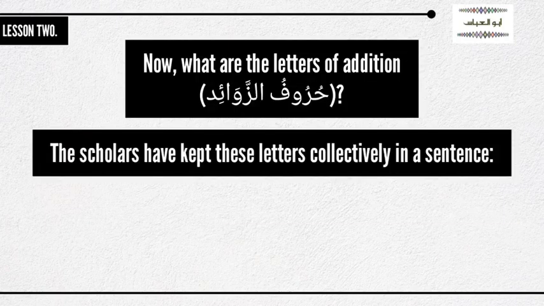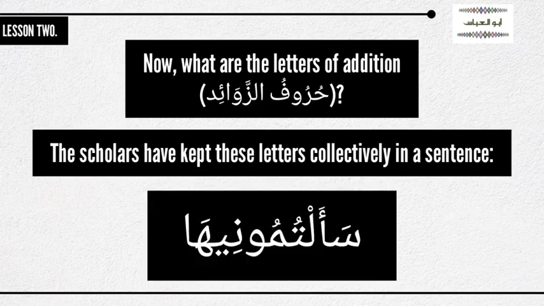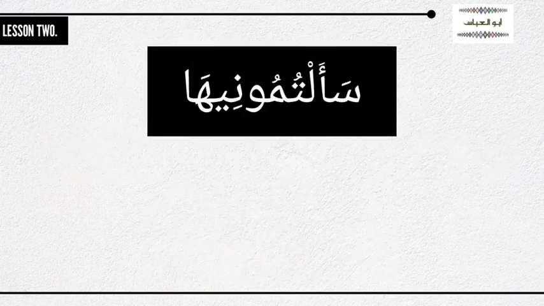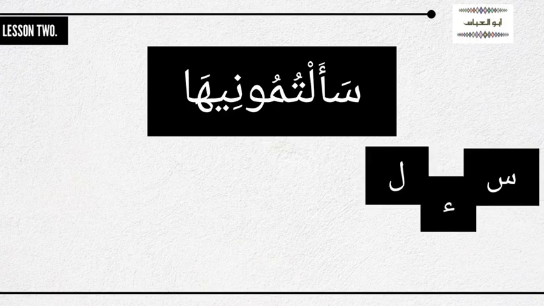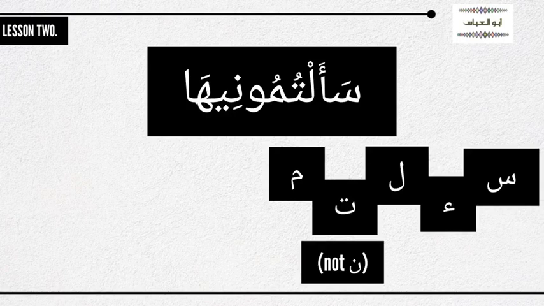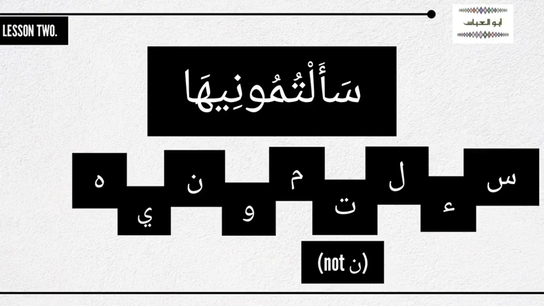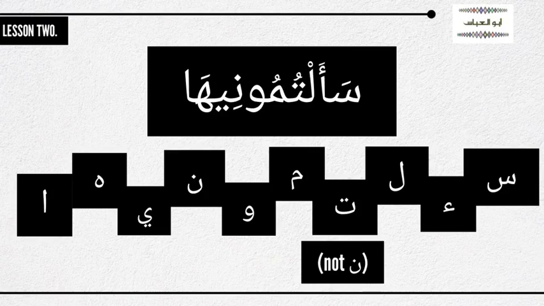So the scholars have kept these letters in a particular sentence, and they will say sa'altumuniha: sin, hamza, lam, noon, mim, waw, noon, ya, ha, and alif. So these are the letters that if you should see them in a particular kalima, you should suspect that this letter is an addition in this kalima.